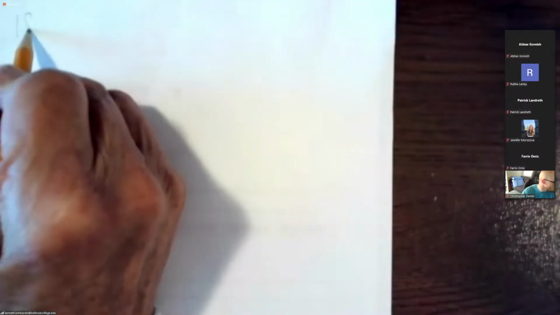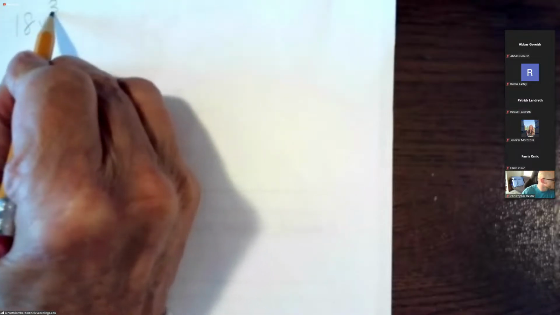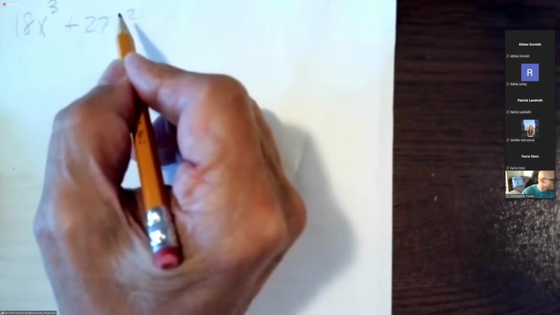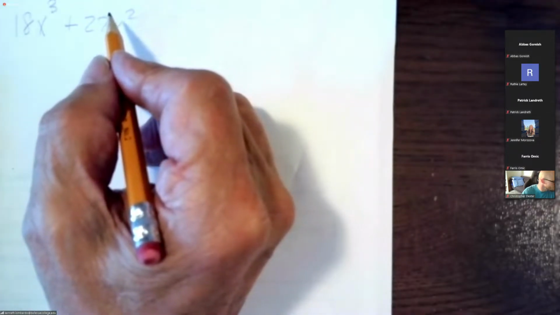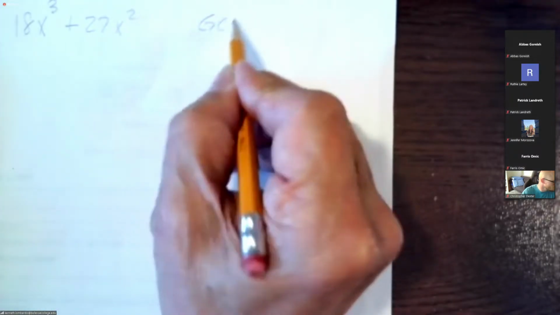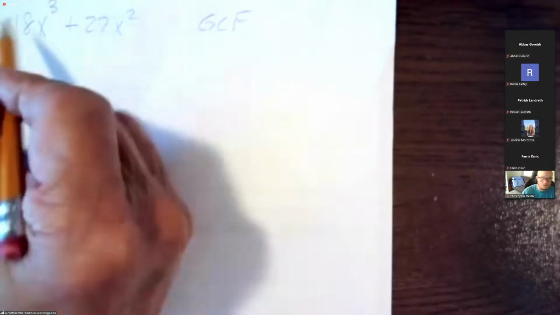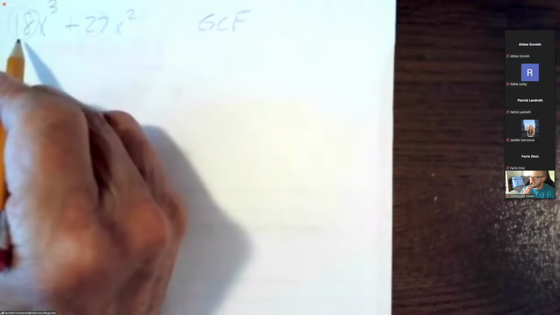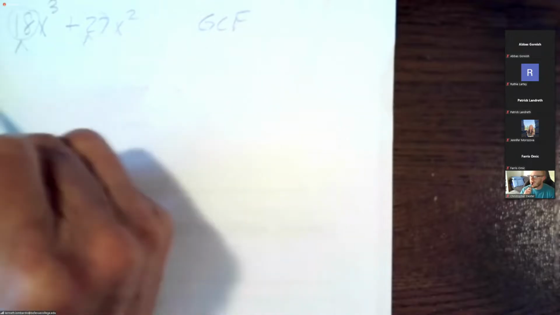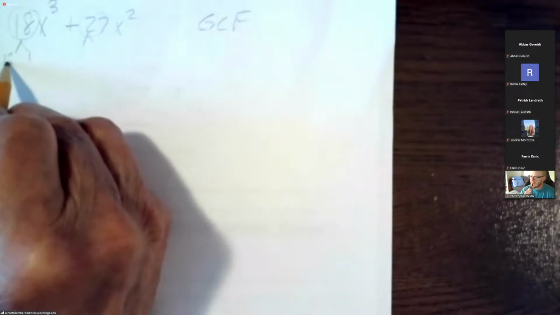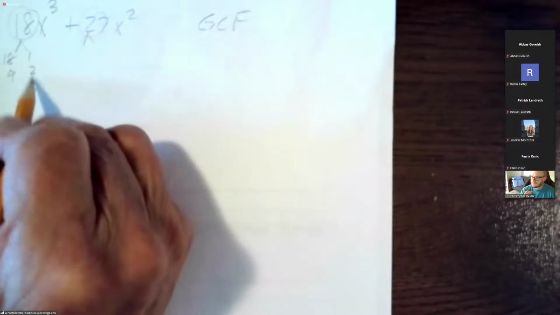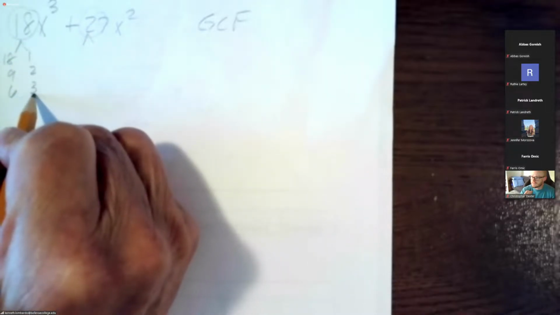If, for instance, I have 18x cubed plus 27x squared, and I want to factor out the greatest common factor, then I can look at the leading coefficient here, and I can see what the factors are of that. 1 and 18, 2 and 9, 3 and 6.